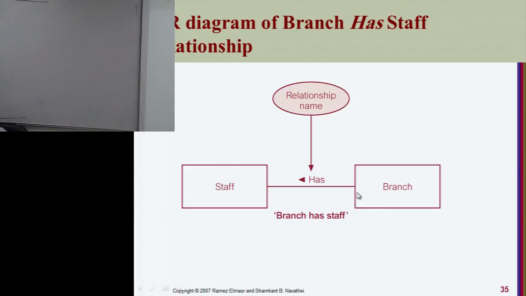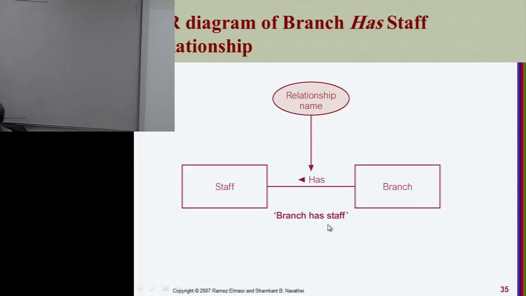Note that the relationship is represented as a line. Staff is an entity type, branch is another entity type, and they are related together with a relationship, so we draw a line, just a line, no arrows. So how to read this? And this line has a label, a verb. Its name is a verb.